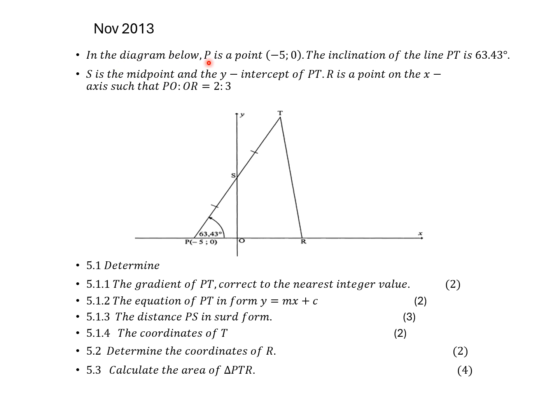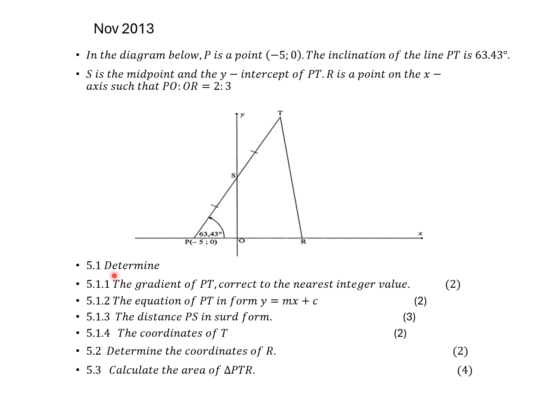In the diagram below, P is the point (-5; 0). The inclination of the line PT is 63,43 degrees, always measured from the x-axis until it makes contact with the line. S is the midpoint of this line PT, and the y-intercept of PT is also at S. R is a point on the x-axis such that PO to OR is in a ratio of 2 to 3. So technically, if I move 3 units this way, I only move 2 units that way.